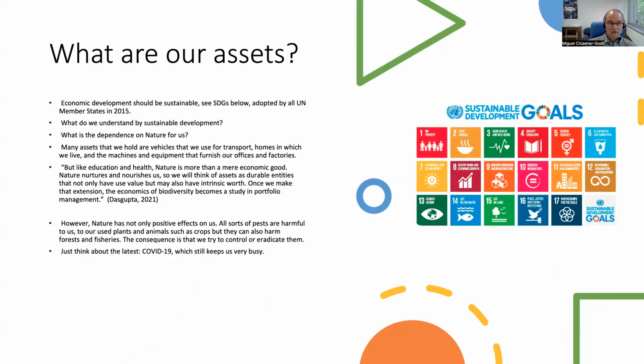So what are our assets? You see here the Sustainable Development Goals. I think I don't need to explain this anymore. So what do we have to do? Economic development, for example, should be sustainable. I refer to the SDGs that were adopted by all the UN member states in 2015. So what do we really understand by sustainable development? What is the dependence on nature for us in this?